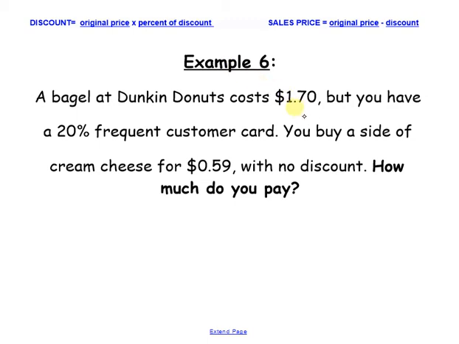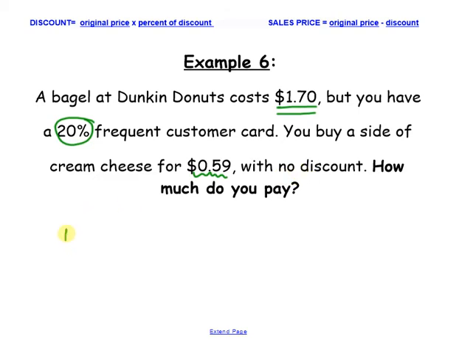Okay, let's look at another example. A bagel at Dunkin Donuts costs $1.70, but you have a 20% frequent customer card. You buy a side of cream cheese for 59 cents with no discount. How much do you pay? So this is an interesting problem. We need to think about it. Yes, we have an added step in this little cream cheese, but it says very specifically with no discount. So we're going to add that in at the end.